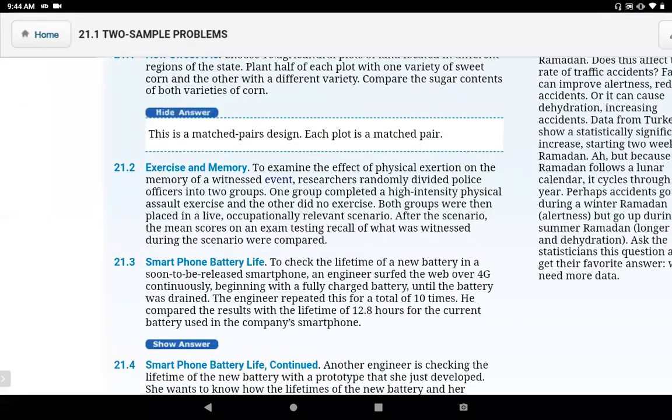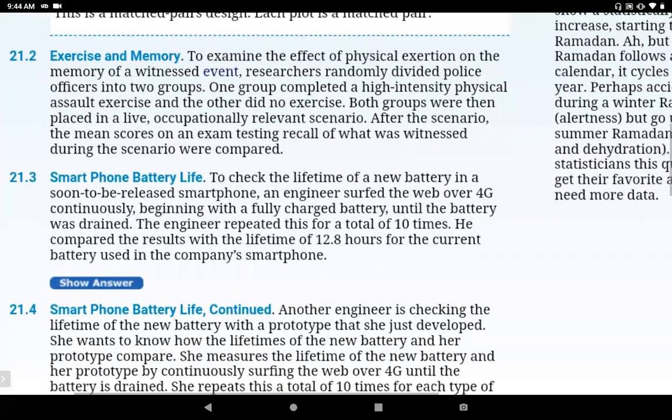In exercise 2, it reads, exercise and memory. To examine the effect of physical exertion on the memory of a witnessed event, researchers randomly divided police officers into 2 groups. One group completed a high-intensity physical assault exercise, and the other did no exercise. Both groups were then placed in a live, occupationally relevant scenario. After the scenario, the mean scores on an exam testing recall of what was witnessed during the scenario were compared.